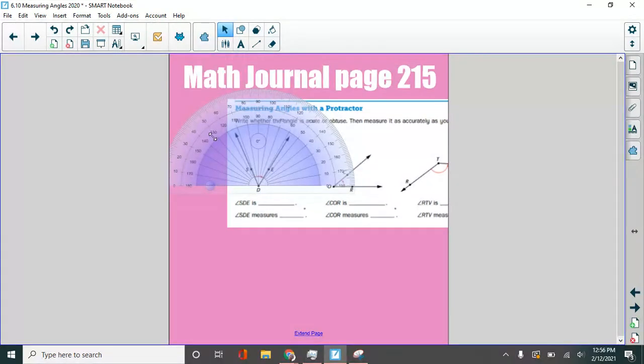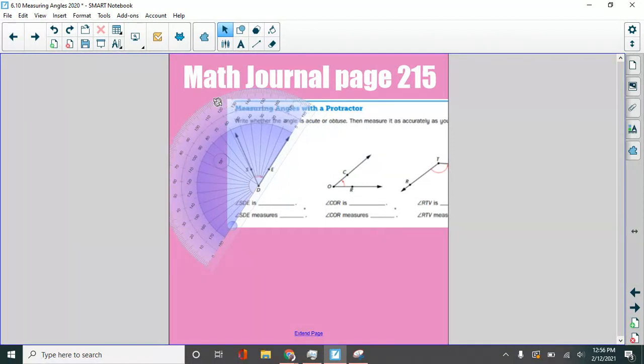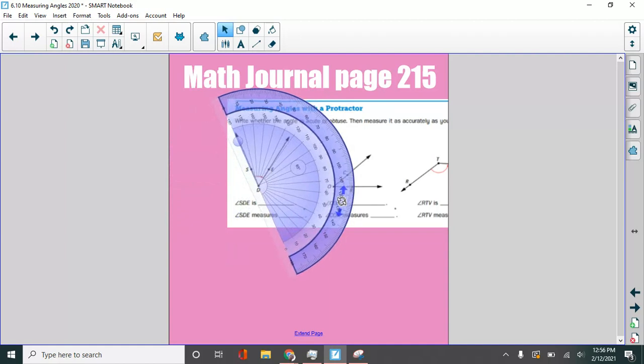Okay, I am going to put, watch me, I'm going to put one of the rays on 0. Now, it doesn't matter which one I pick. I could do this one like this, or I could do the other one like this. Right? And you say, oh, but wait, it's pointing to 180. Nope, 0's here also. All right, so now it's pointing to 0. What do I need to look at now? I need to look at the other ray. Here's the other ray.